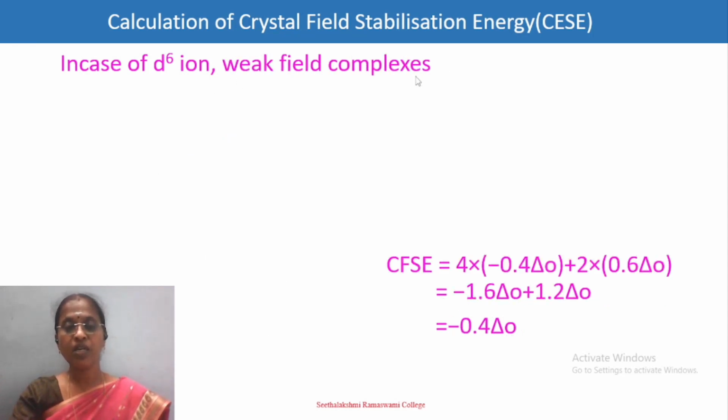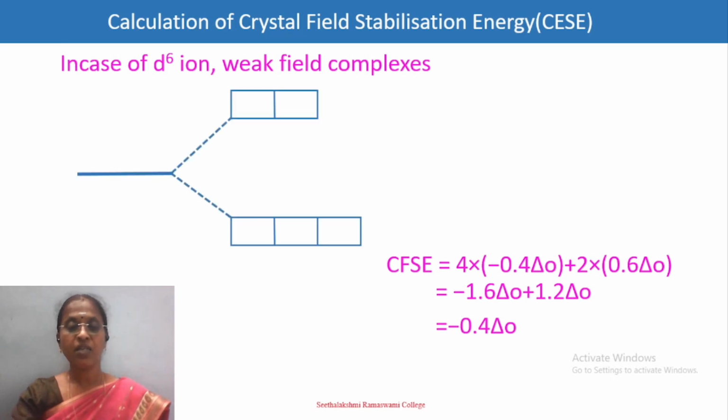Now the same d6 ion in weak field complexes. Here, the 3 electrons first enter the T2G orbital, the 4th and 5th electrons enter the EG orbital, and the 6th electron gets paired up in the T2G orbital. So the crystal field stabilization energy is equal to the number of electrons in the T2G orbital, that is 4 times minus 0.4 delta O, plus the number of electrons in the EG orbital, which is 2 times 0.6 delta O. 4 times minus 0.4 delta O is equal to minus 1.6 delta O, plus 2 times 0.6 delta O, which is 1.2 delta O. So the crystal field stabilization energy for a d6 ion in weak field complexes is minus 0.4 delta O.